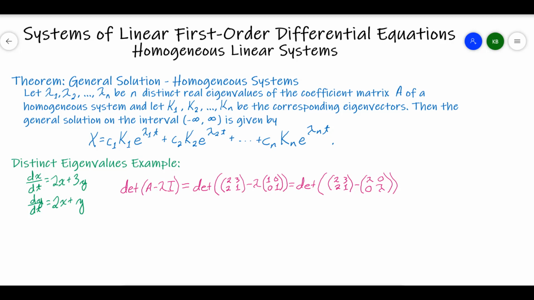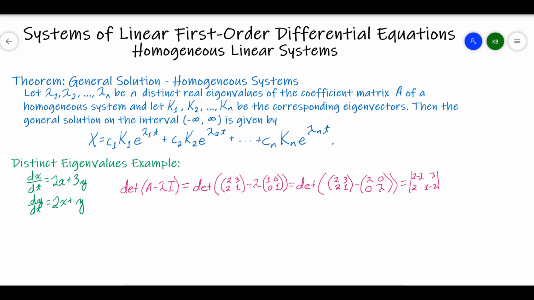And then we'll, of course, be subtracting those two matrices, and I'm going to rewrite it now with the vertical bars denoting that we're going to be taking the determinant. So we'll have 2 minus lambda in the top left position. We'll have 3 minus 0 in the top right. We'll have 2 minus 0 in the bottom left. And we'll have 1 minus lambda in the bottom right. And that's the determinant we're going to be taking.